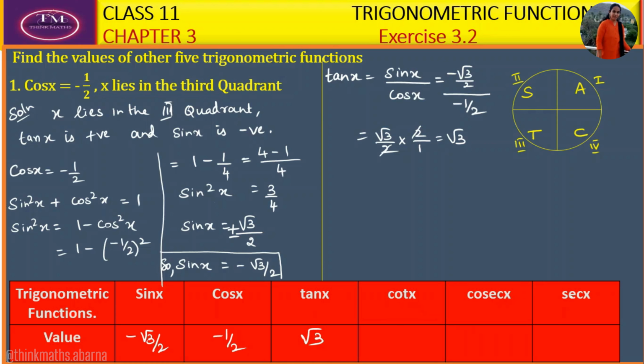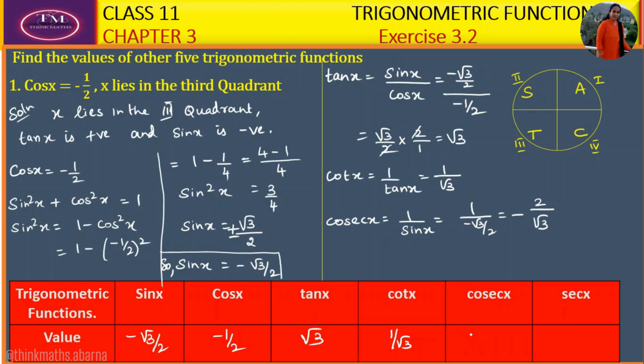Now cot x, cosecant x, secant x are all inverses of these. So cot x is 1 by tan x. Tan x is root 3, so cot x is 1 by root 3. Cosecant x is 1 by sin x. Sin x is minus root 3 by 2, so there is a negative sign, and root 3 by 2 taken to the numerator becomes 2 by root 3. So cosecant x is minus 2 by root 3.